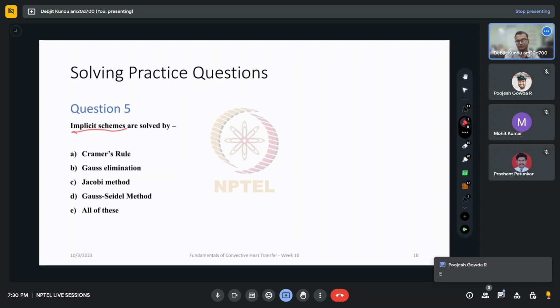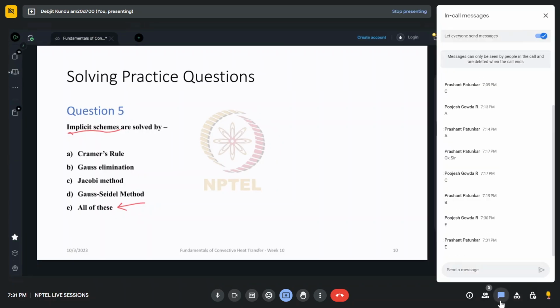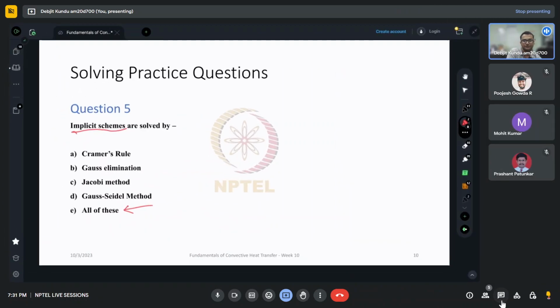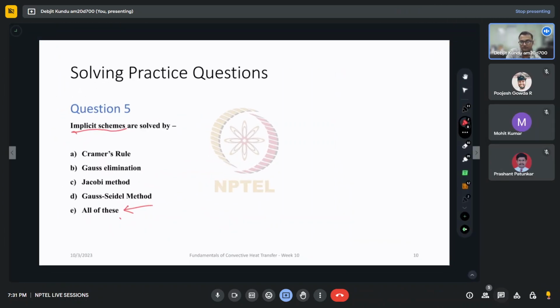Okay, we have one response telling that it should be option E, all of these. Okay, another response in favor of option E. So let's see if everyone disagrees with you. It says that it's not all of these, but only one that is actually used to solve implicit schemes.